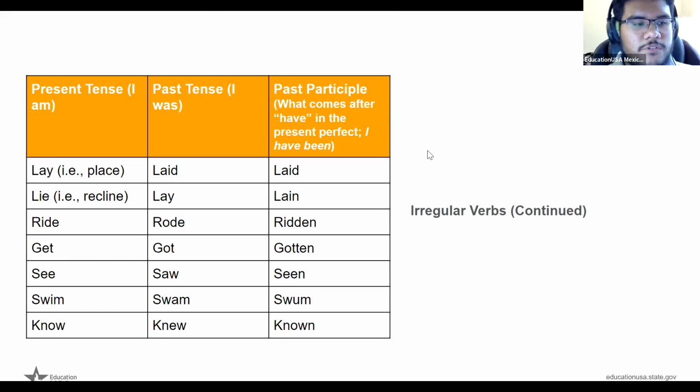The first one is lay, as in I lay a book on the table. I laid a book on the table in the past tense, and then for the perfect tense, I had laid a book on the table. Now the next one is lie, as in to lie down on a bed. I lie down on a bed. The past tense would be I lay down on a bed. It sounds a little confusing, and it is. That's why a lot of native English speakers get it wrong.